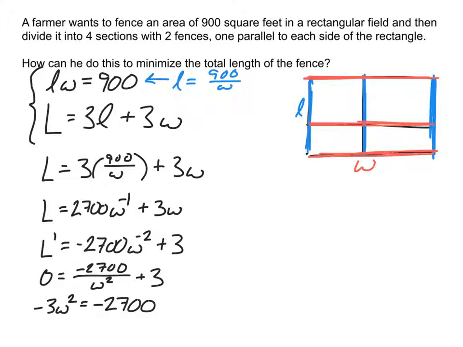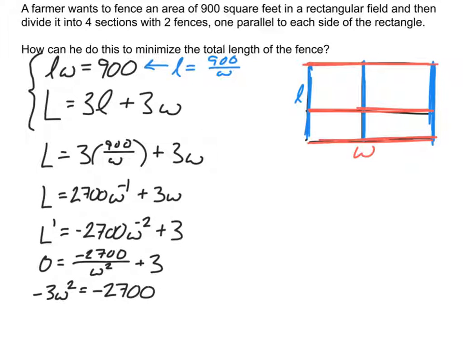And so if I subtract the 3 from both sides and then multiply both sides by W squared, I have negative 3W squared equals a negative 2700. Then go ahead and divide both sides by negative 3, which gives me W squared equals 900. And so W equals plus or minus the square root of 900. Now what's that tell us here? Well, first of all, is the square root of 900 a nice, pretty number? Yes, it is, actually. The square root of 900 is 30.